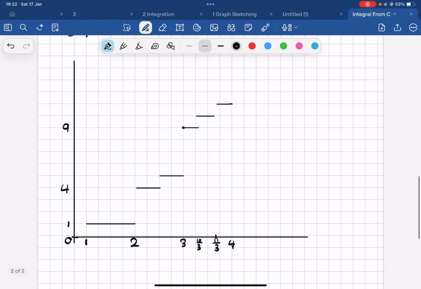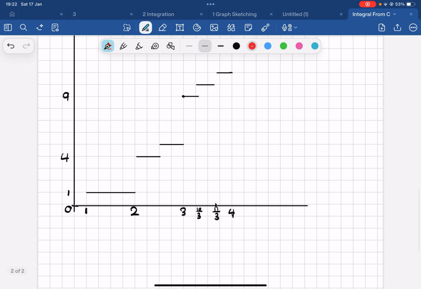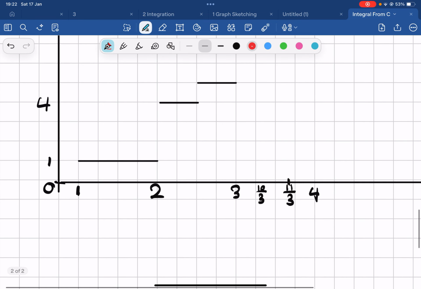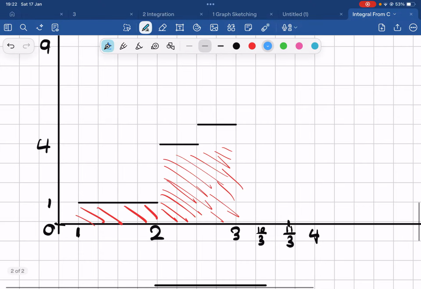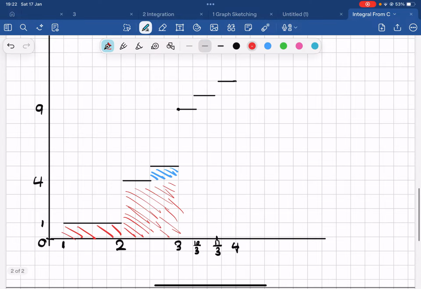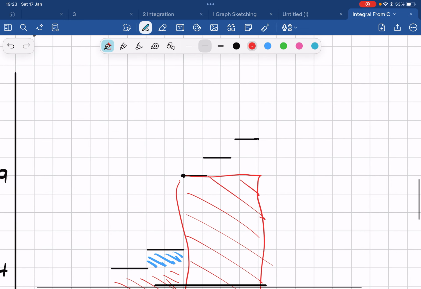Now, of course, we're trying to find the area under this graph. So let's start sketching what we're after. We're after this area here, this area here, plus this section here. And then again, we're after all of this area here, and these extra sections.